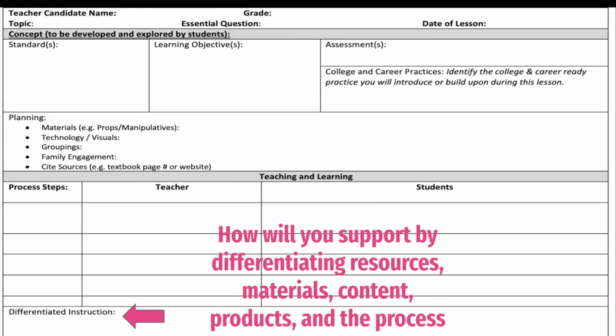Finally, differentiated instruction. So we went over this in module 3, where I asked you to consider your 3 groups of students, your novices, proficient, and master students in those categories. So what resources, materials, content, products, and process will you differentiate for different students in the room? You want to provide very specific tools and strategies to help students. And if you need a reminder, go back to module 3 and you can watch the video that gives different ideas on how to differentiate.